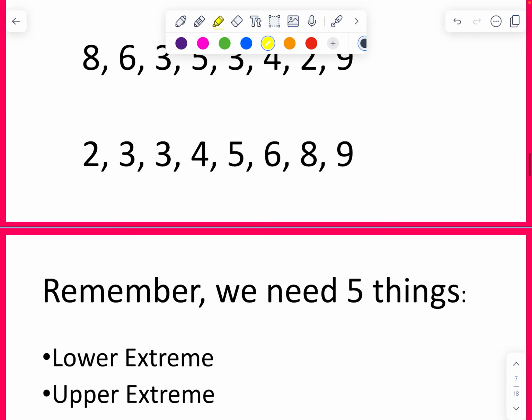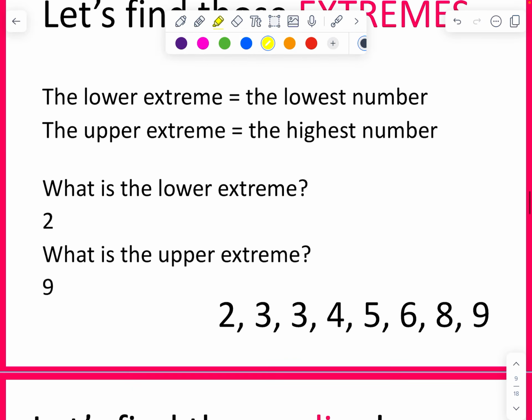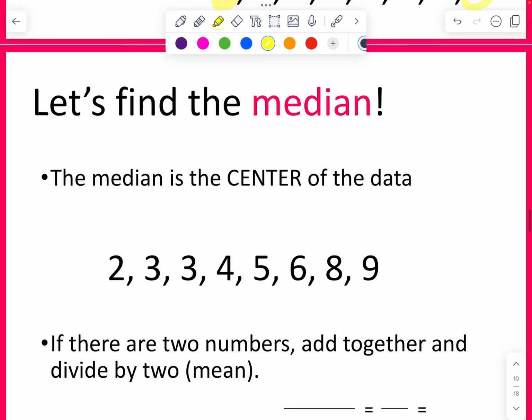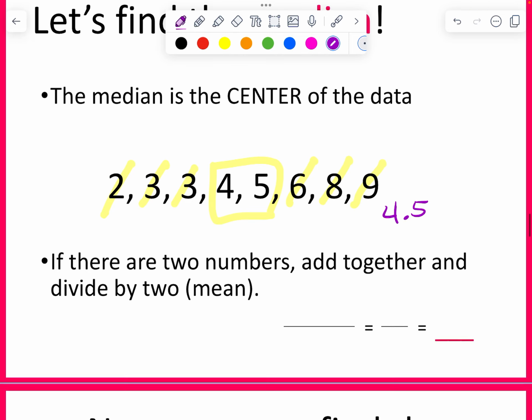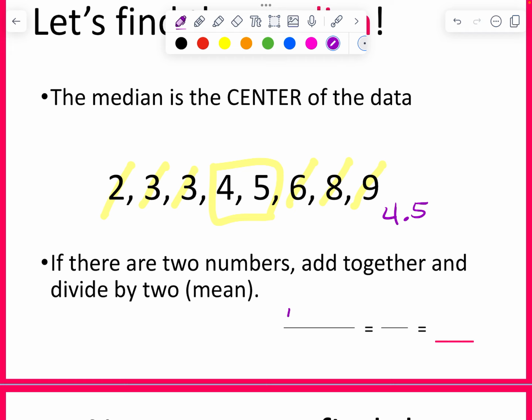So my 2 extremes, 2, 9, right? Those are my extremes, 2 and 9, because they are the smallest and the biggest. The median, cross out, cross out, cross out, cross out, cross out, cross out. Okay, the median is in between 4 and 5. My median is 4.5. 2 numbers, add them together, divide by 2. So I just did 4 plus 5 divided by 2 equals 4.5 as my median.